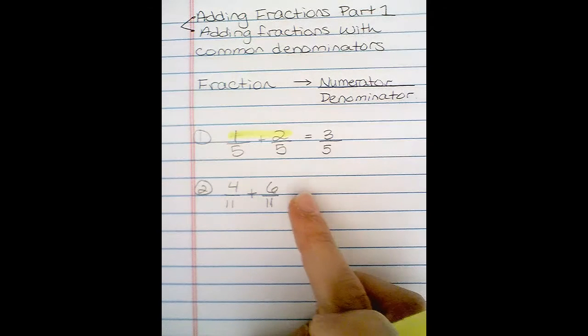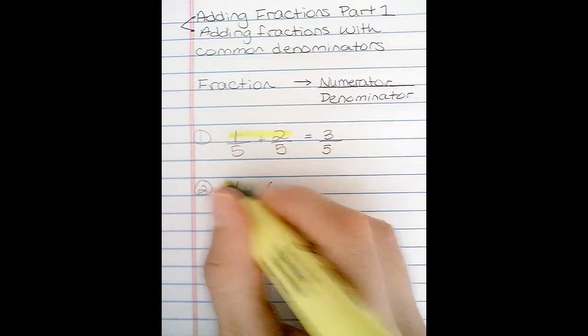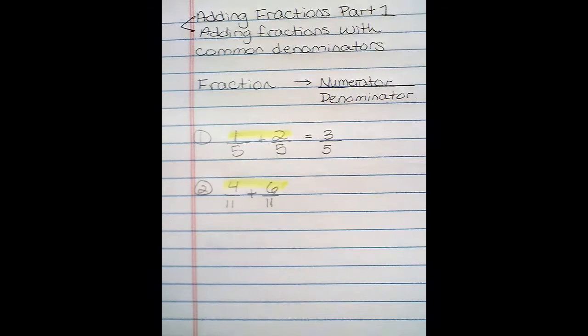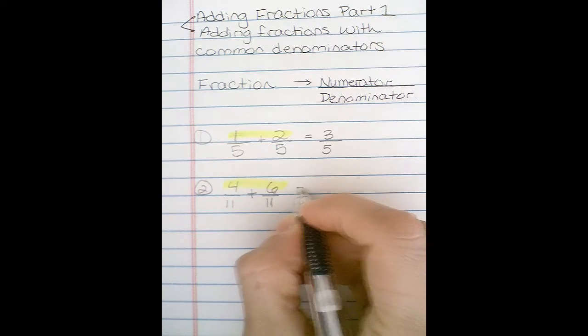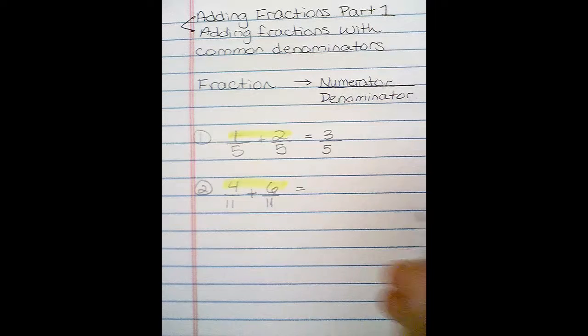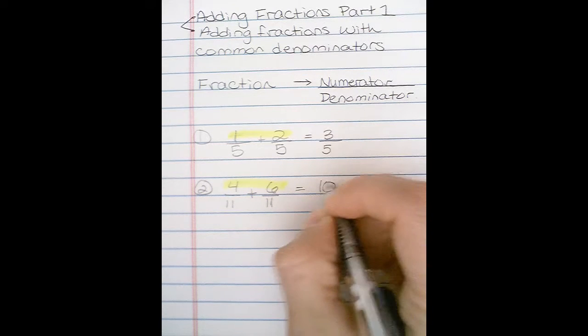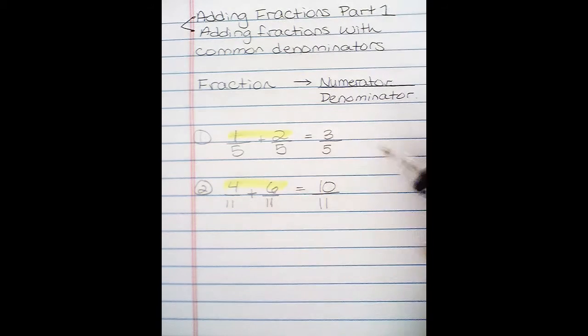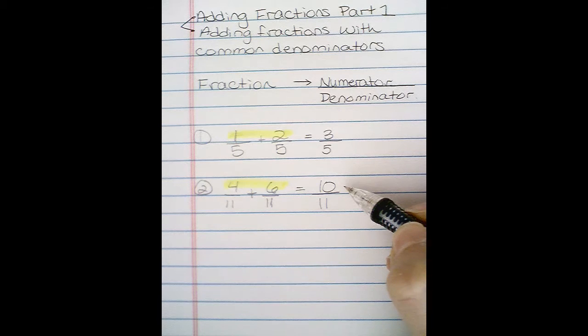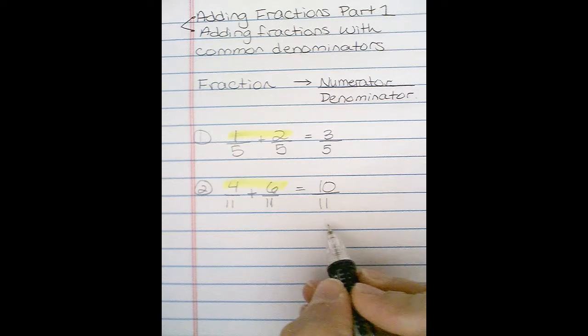And just like we did above, I add across, and I only add the numbers that are in the numerator. So, my final answer will be 10/11, where my numerator is 10 and my denominator is 11.